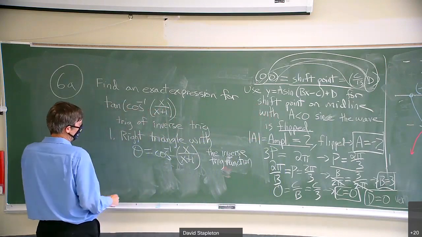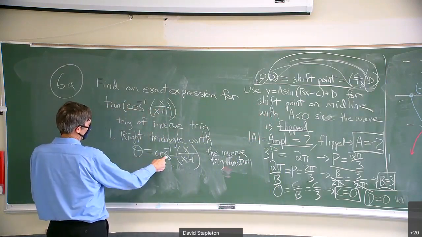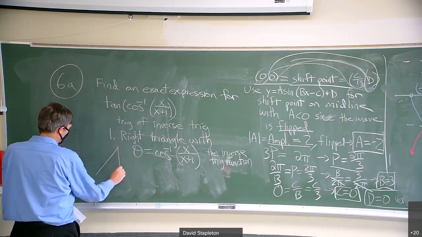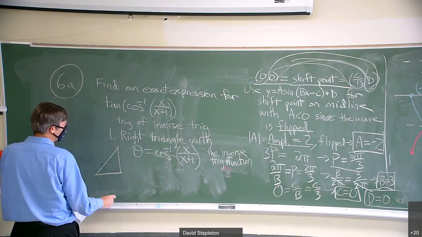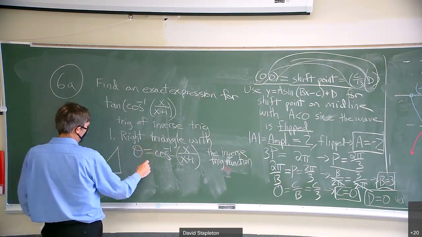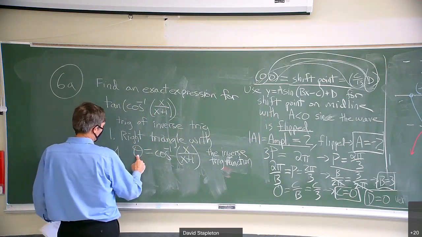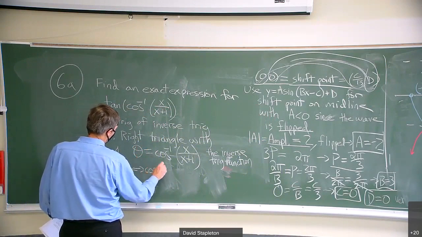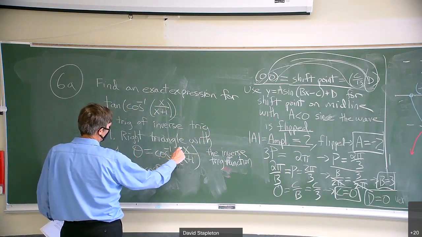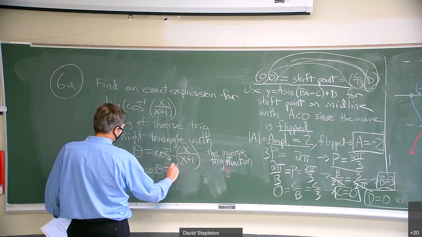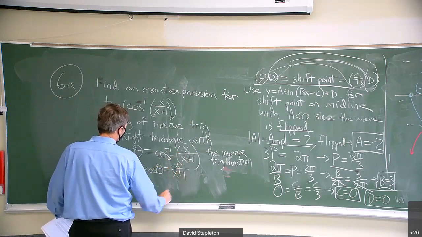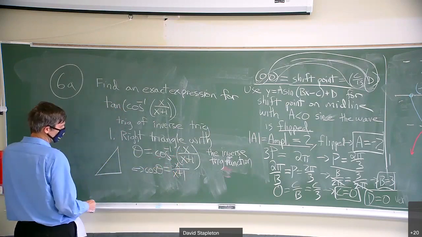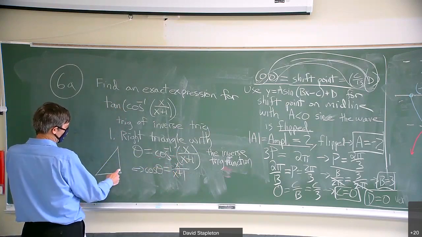Now, if theta is the inverse trig function here, you can put it in a right triangle. Take the cosine of each side: cosine of theta equals cosine of the inverse cosine, and cosine undoes the inverse cosine, giving you x over x plus 1. So take the cosine of each side and get that within a triangle. And now I can sketch that in the right triangle.